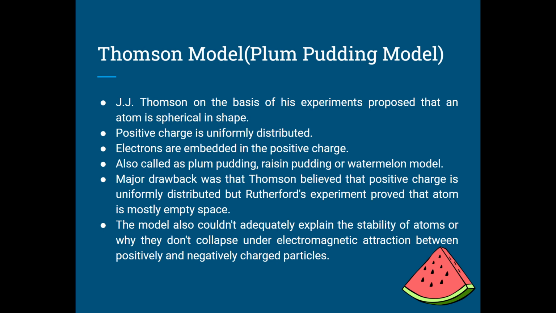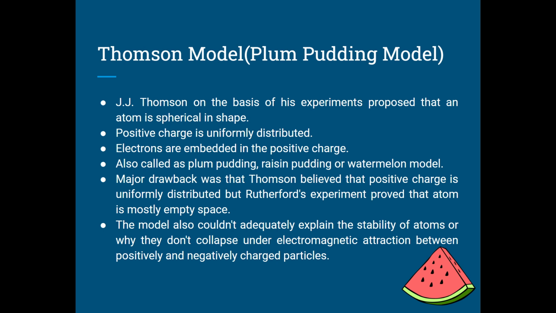Thomson said that the positive charge is uniform throughout that sphere, and is responsible for the mass of that species, while the negative charge is embedded in that positive charge. It is called the plum pudding model because, for example, you have a pudding and you have raisins on top of it. How are the raisins embedded in the yellow part of the pudding, right? Randomly, anywhere.